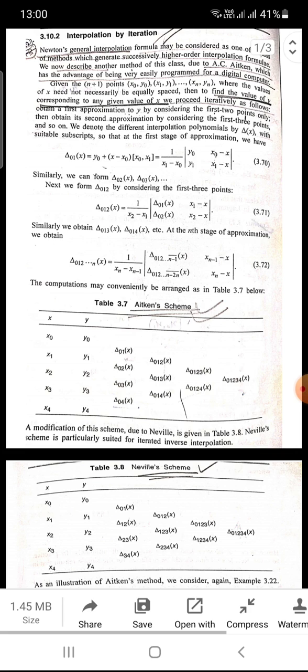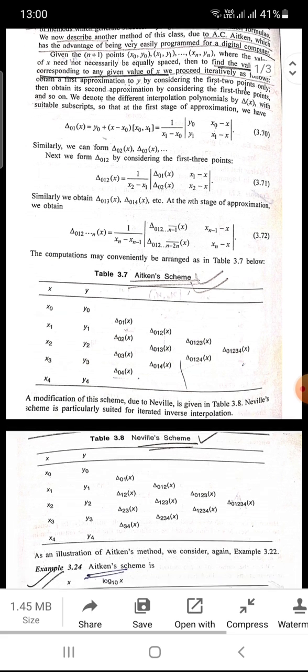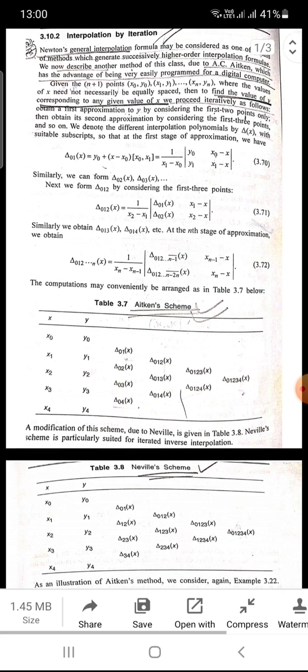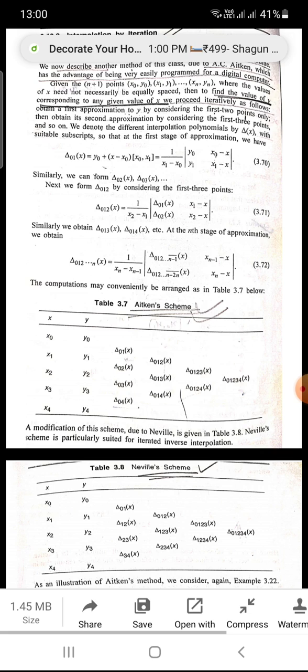Today we will be discussing interpolation by iteration. Now Newton's general interpolation formula may be considered as one of a class of methods which generate successively higher order interpolation formulas. We shall now describe another method of this class due to A.C. Aitken, which has the advantage of being very easily programmed for a digital computer.